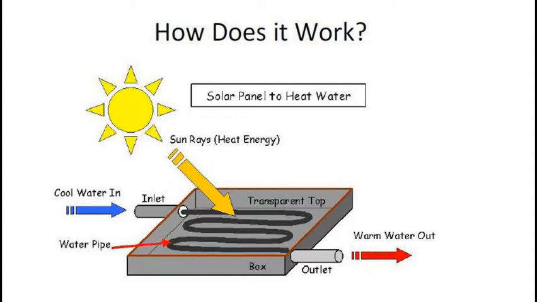Another two types of solar heaters are there: first one is active and second one is passive. When the system uses a water pump, then it is called an active solar water heater, and if there is no water pump for circulating purpose, then it is called a passive water heater.